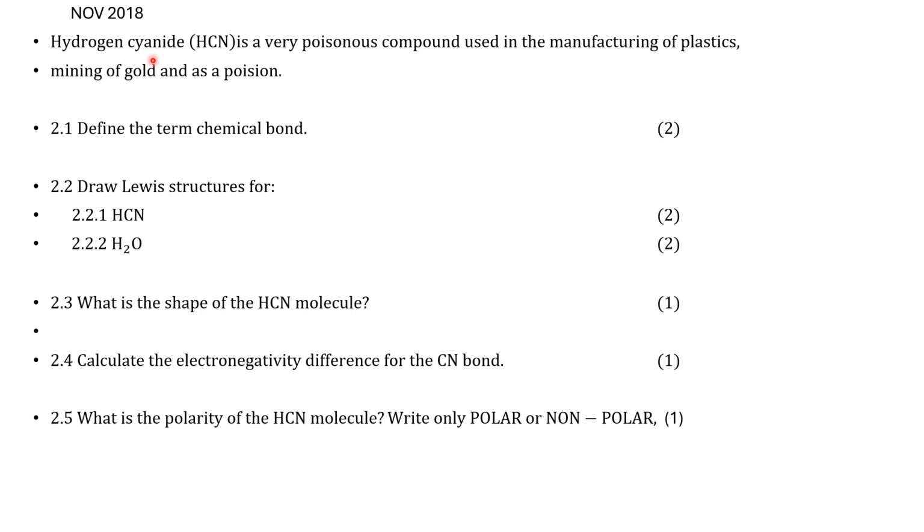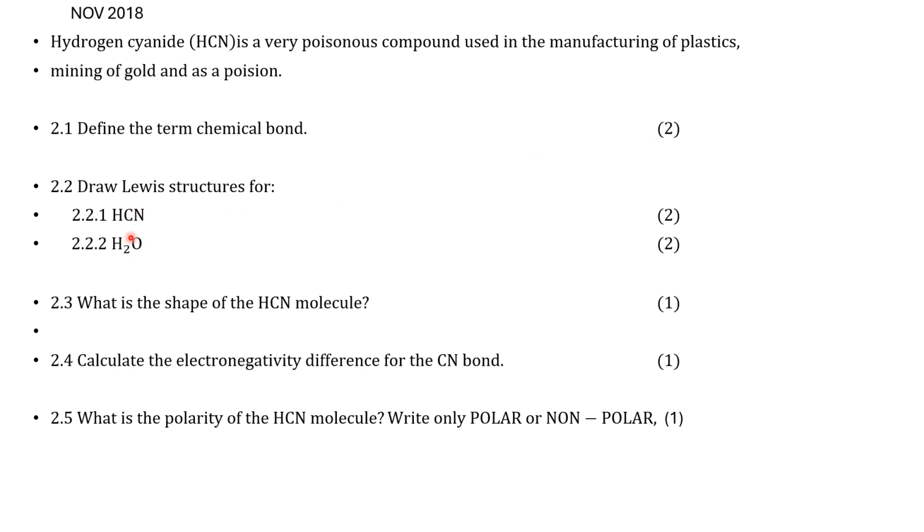So, hydrogen cyanide, HCN, is a very poisonous compound used in the manufacturing of plastics, mining of gold, and as a poison. 2.1, now a different definition: define the term chemical bond. And if you work through the 5 that I've done, you'll get most of the definitions, so make sure you know all of them. Define the term chemical bond for 2 marks.